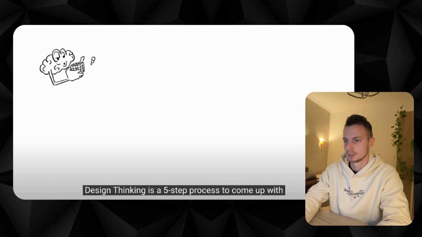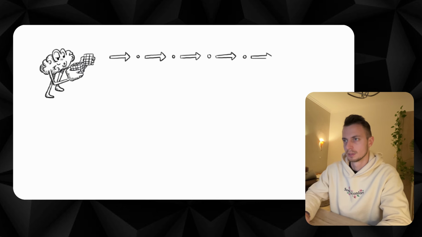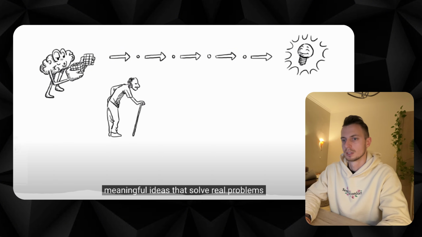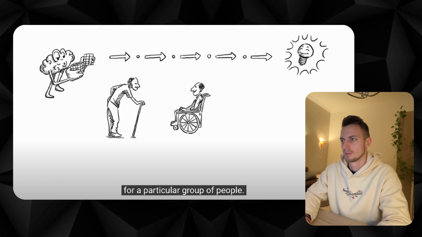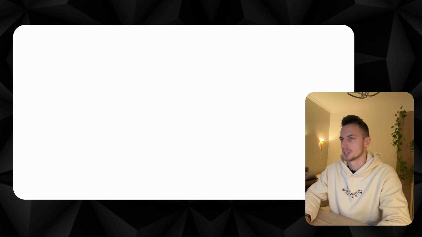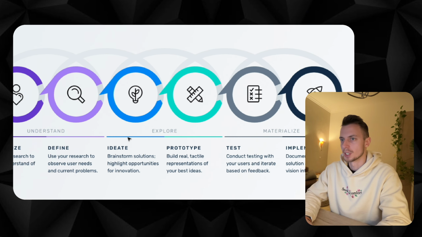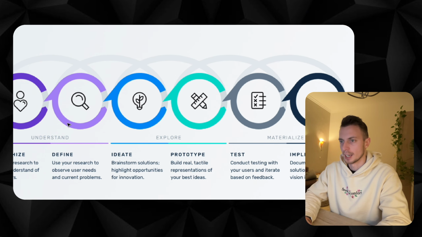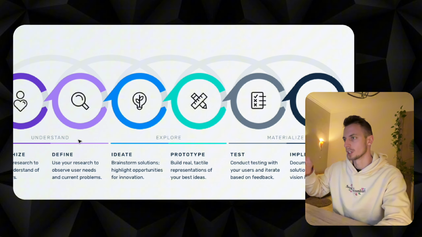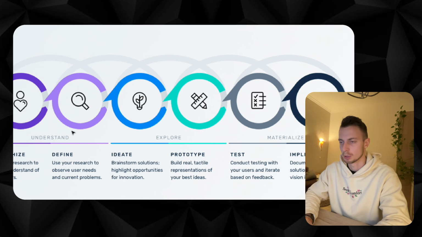Design thinking is a 5-step process to come up with meaningful ideas that solve real problems for a particular group of people. So basically now we're going to see the different five steps. Usually this is what we are referring to: empathize, define, ideate, prototype, test, and implement. This is the process which we're going to follow through. So when we say design thinking process, this is what we usually mean, and this is what's going to be explained in this video.